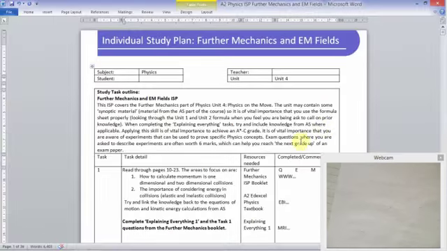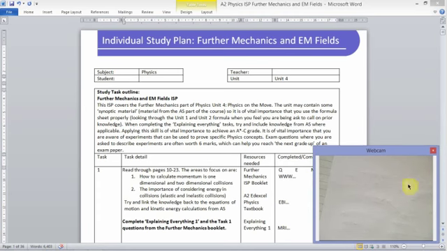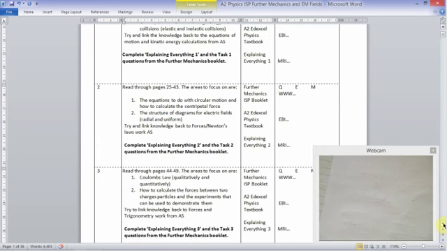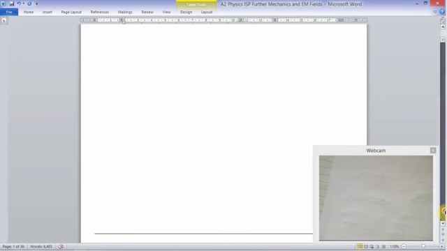Hi, in this video I'm going to be going through the second task of the ISP for Unit 4 on further mechanics and electromagnetic fields. So in this task we're really looking at circular motion, not very much, I know we've done a substantial amount about that in class, but we're also looking at electric fields and really starting our work on electric fields. Okay, so let's get straight stuck into our explaining everything tasks on this.